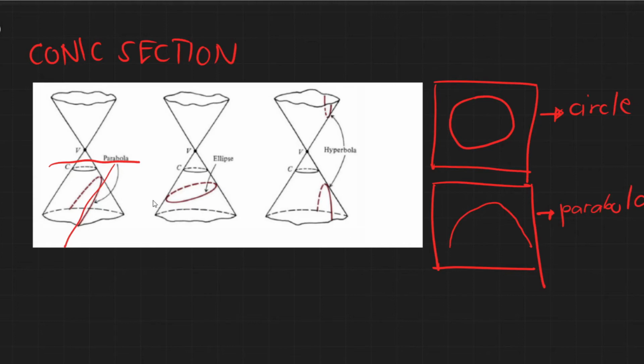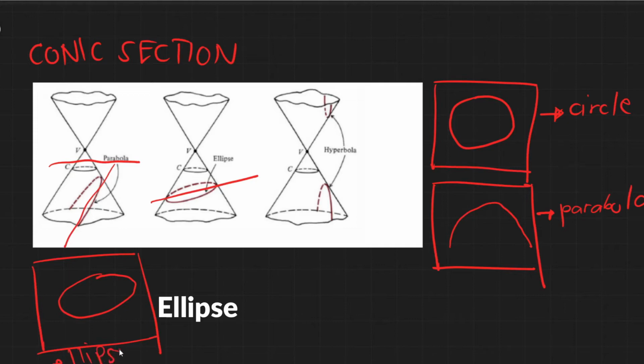Next, when we draw the intersecting plane in this manner, and we project the intersection onto a two-dimensional plane, how does it look like? It looks like this. The resulting figure is an ellipse.